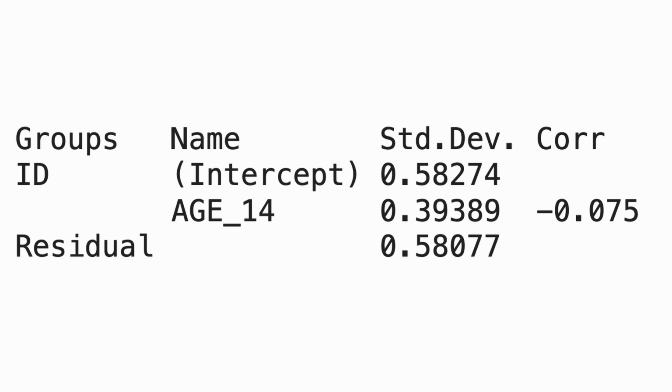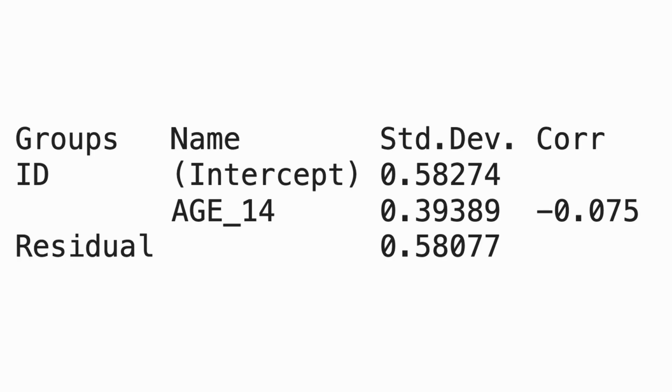Remember, not every cluster, in this case person, will have the same intercept. I don't know why I slipped into an accent there, but that's okay. They shall vary. In other words, each individual's intercept is going to vary, which makes sense. So std.dev tells you how much they vary. And so for the intercept, it says 0.58274. So it's saying, on average, the intercept deviates by 0.6.